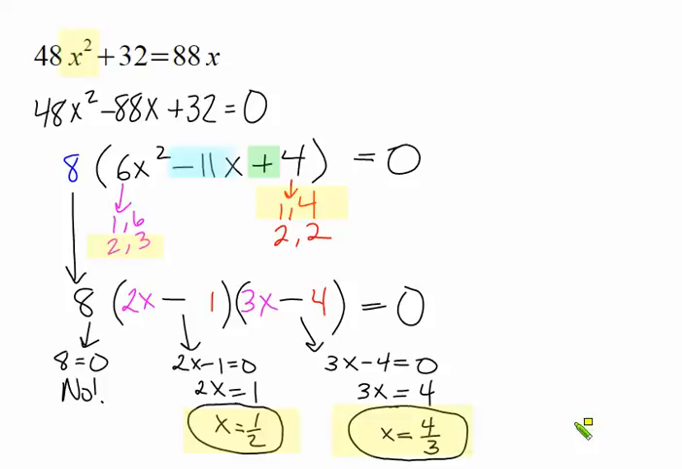So really this process isn't bad. Get a 0 on one side, factor the other side completely, set each factor equal to 0, and solve for x. That is the zero product property, or how you solve quadratic equations by factoring.